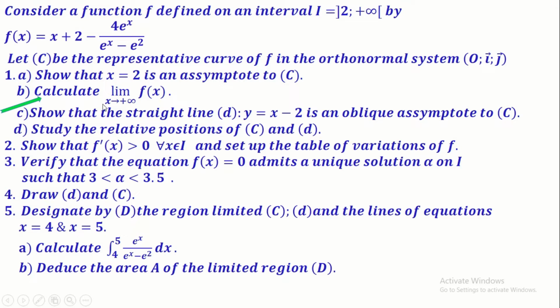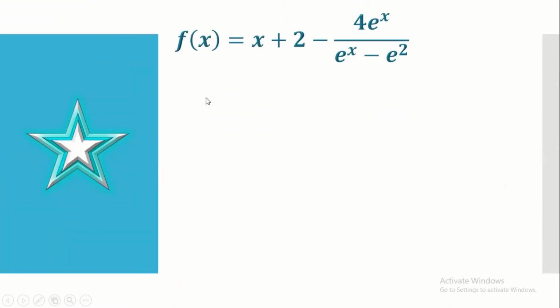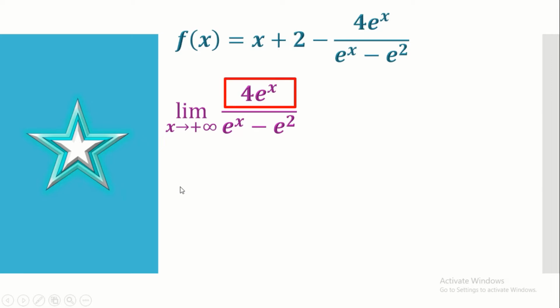Now calculate the limit as x tends to plus infinity of f of x. Let's calculate it together. By the same method, let's first calculate the limit as x tends to plus infinity of 4 exponential x over exponential x minus e squared. If we replace x by infinity, the limit as x tends to infinity of exponential x gives us infinity. So it will be infinity over infinity, which is indeterminate. In this case, since we have a fraction, we can apply L'Hopital's rule.